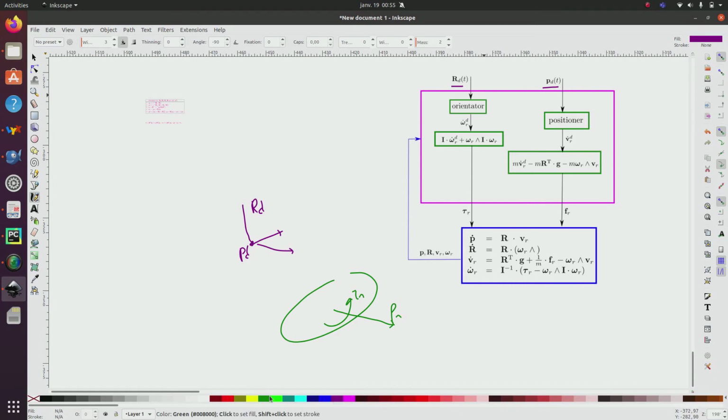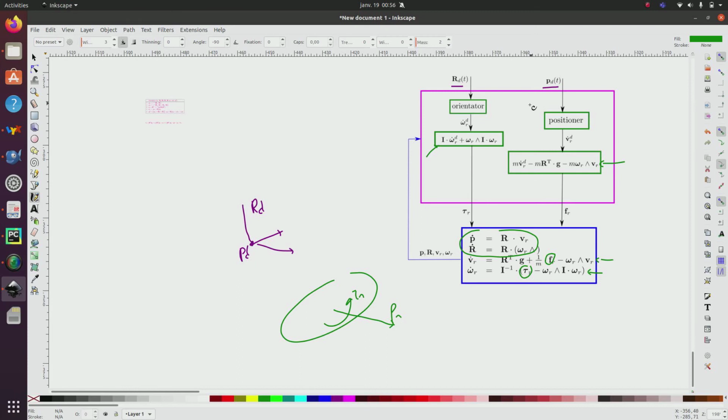We can understand that this block is obtained from the Newton equation by isolating Fr. This block is obtained by taking the Euler formula and isolating this one. Due to the fact that this and this correspond to the inverse of this and this, they will cancel, and we will obtain that the desired V dot R and the desired omega dot R will correspond to the actual one.